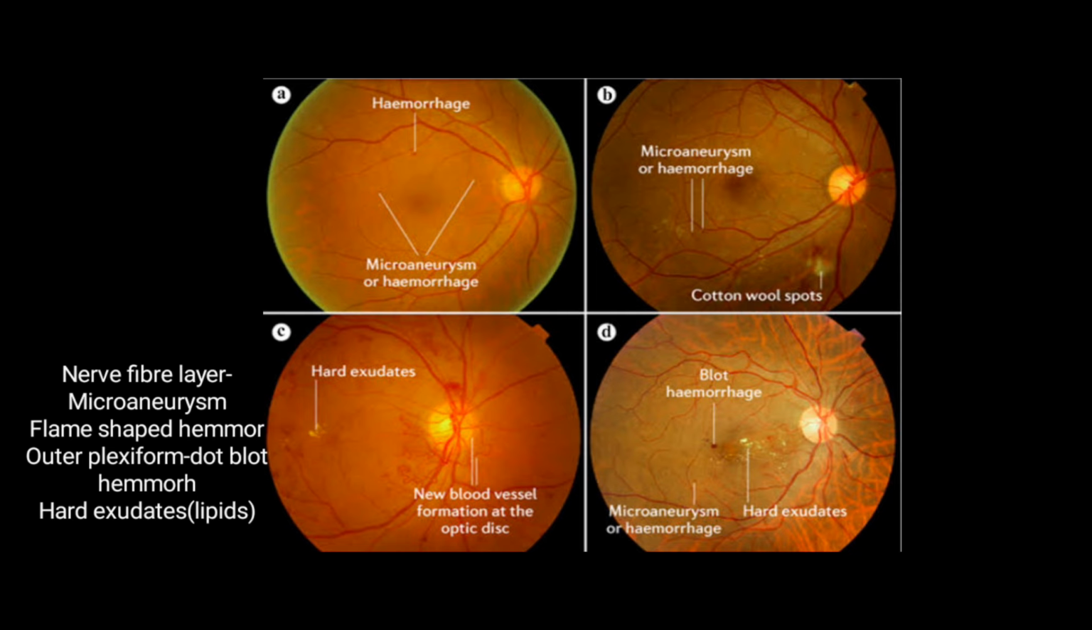The four lesions which we need to remember: microaneurysm and flame-shaped hemorrhages. Micro-flame. Micro-flame is in the nerve fiber layer. And in the outer layer we have the dots, and those are hard dots. Hard dots are seen in the outer plexiform layer.